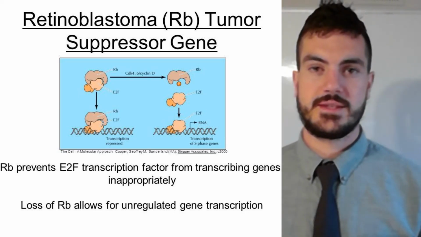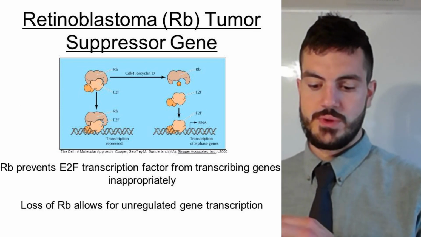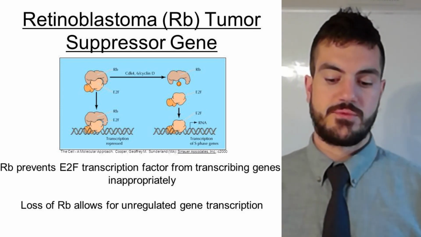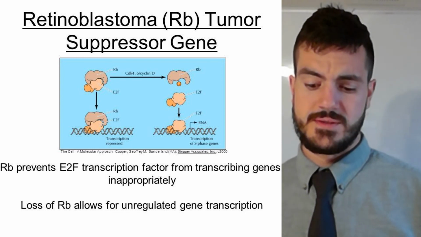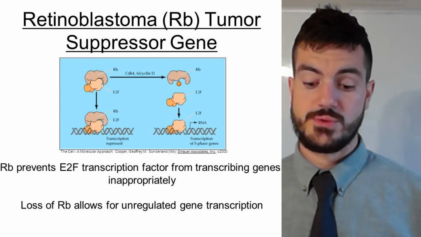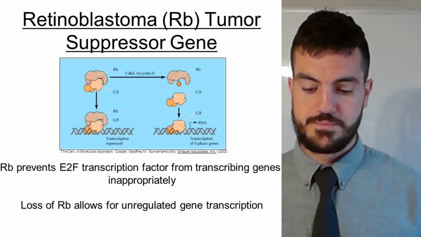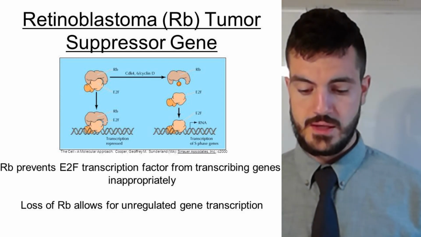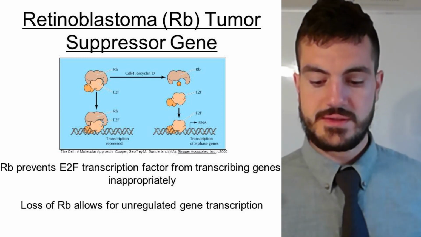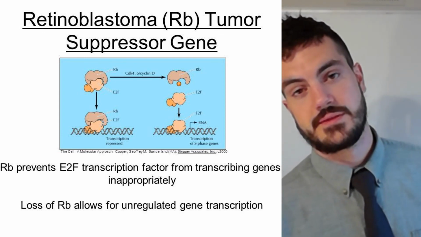Now, the last tumor suppressor gene I want to talk about is called RB, retinoblastoma gene. And this is basically the reverse cell cycle gene. And this is basically going to be the negative regulator of the cell cycle through its ability to bind to transcription factor. And the transcription factor that it binds to is E2F. And it represses the transcription of genes that are required for S phase.